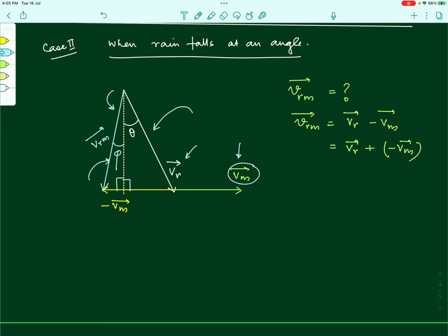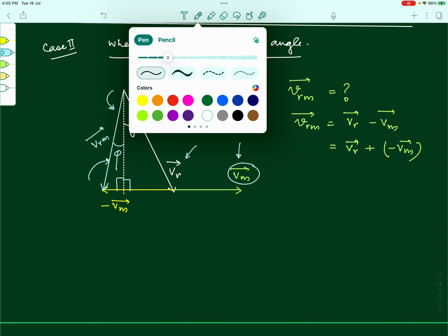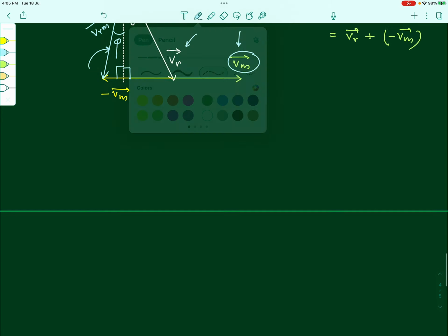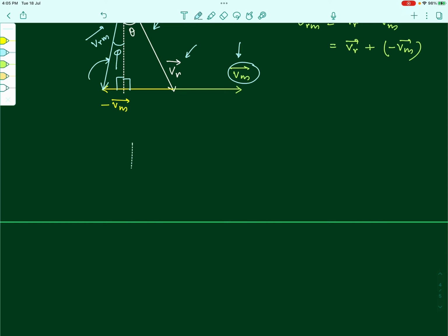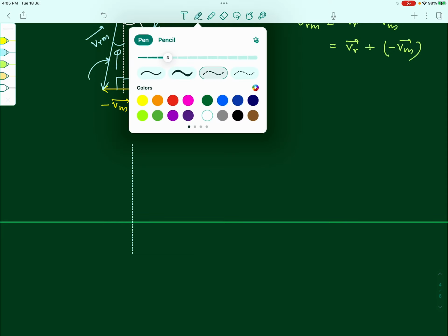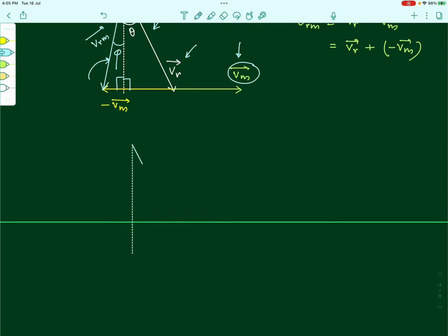One more case that you can have here, in the same case when the rain is falling at an angle, could be, let's say, that when the rain is falling in this direction, as we have already shown, VR, but the man this time is moving in this particular direction, opposite to it, like this. This is VM. Now what will happen?